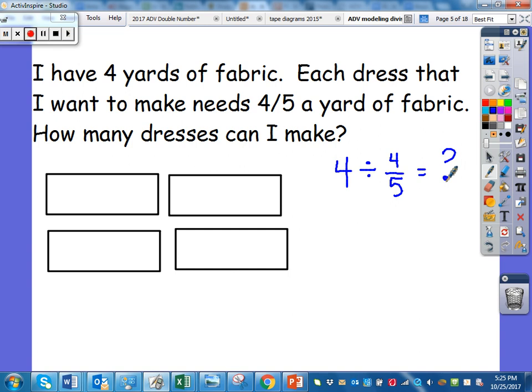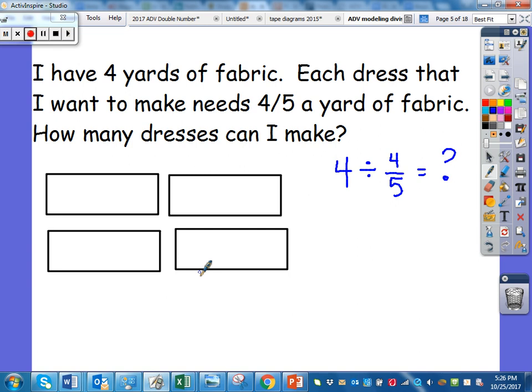Now that I have that equation, I can do the standard algorithm for dividing fractions to find my answer, or I can use modeling. I'm going to show you how to visually model a problem, as it will come in handy later on when we get into more complicated problems.